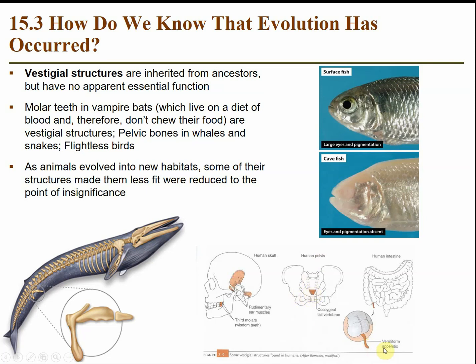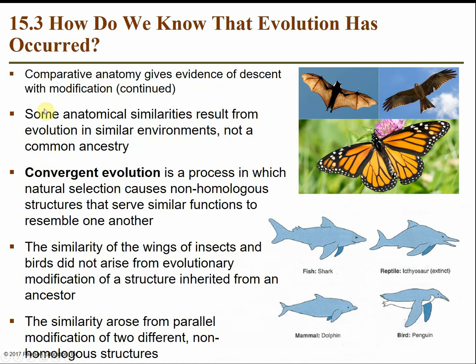The appendix is another vestigial organ. It's very small, and you can live without it, so that means it's a non-essential structure. Again, comparative anatomy gives good evidence of this descent with modification, or this evolution over time.